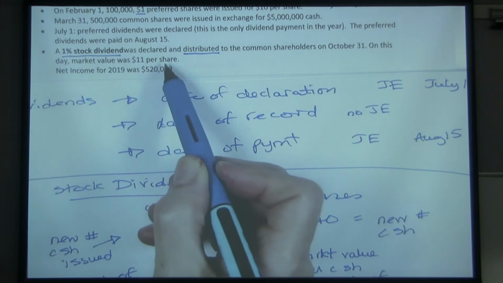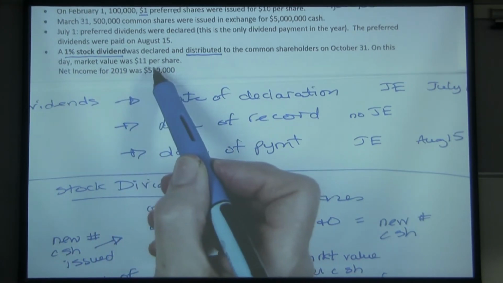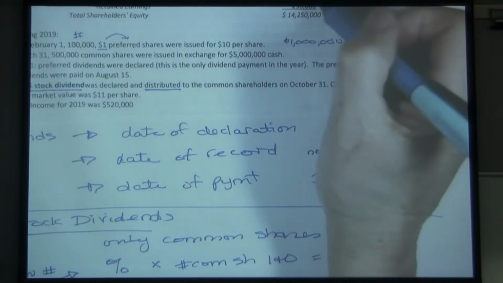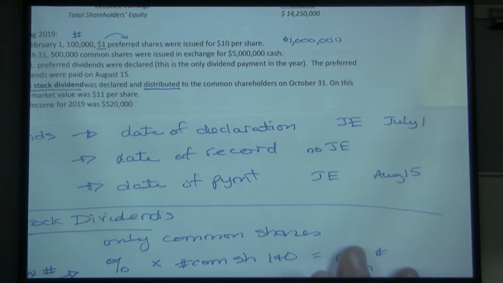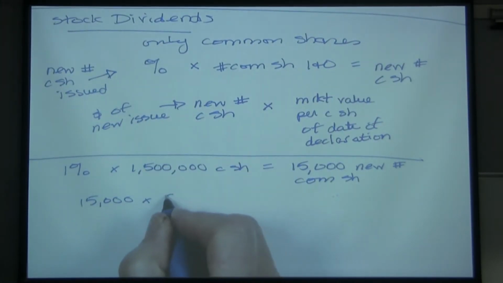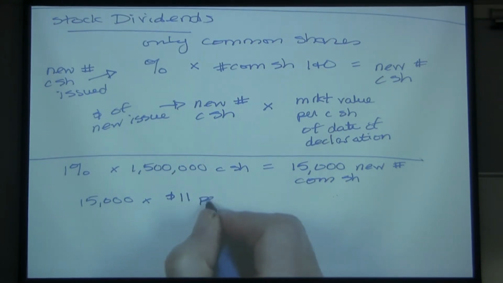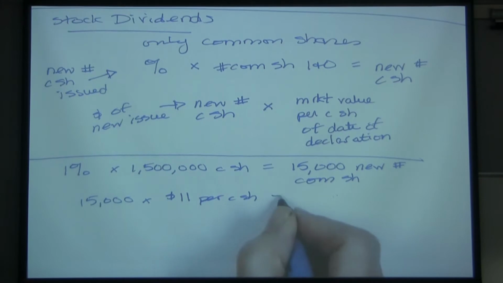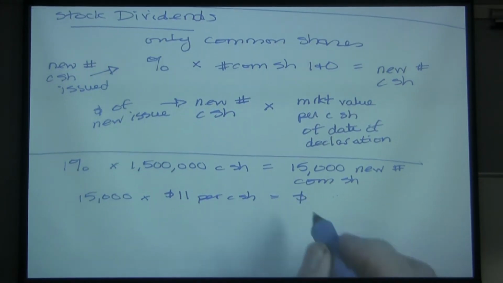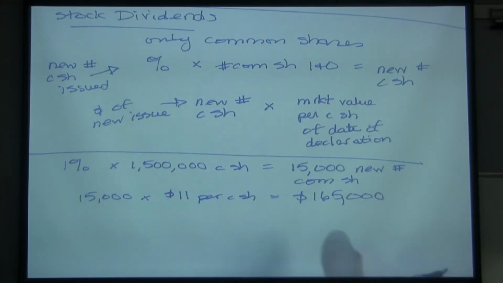It's $11 per share. So market value is what it's trading for in the secondary market, which is not related to our balance sheet per share amount. Anyway, the amount we're going to pick on that date is $11 per share. So the shares are worth $11 per common share. So the dollar amount that we need for our journal entry will be $165,000 for the stock dividend.